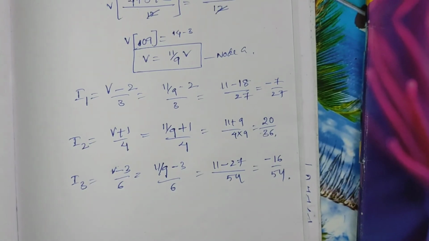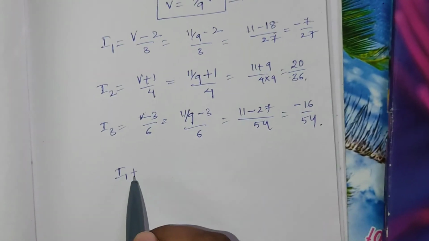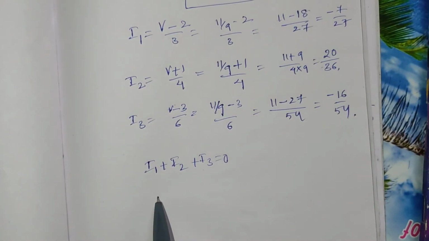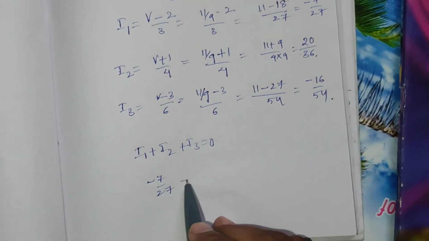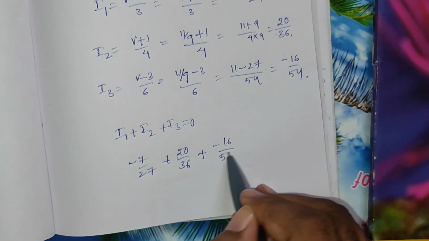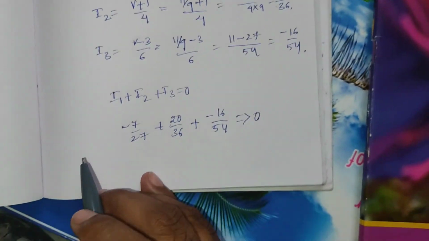Okay, so if you are going to prove the KCL, I1 plus I2 plus I3 should be equal to 0. So that will be I1 is minus 7 by 27, I2 is 20 by 36, plus I3 is minus 16 by 54. This must be equal to 0 according to KCL, right?